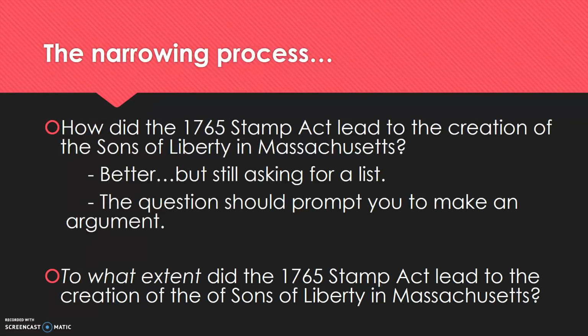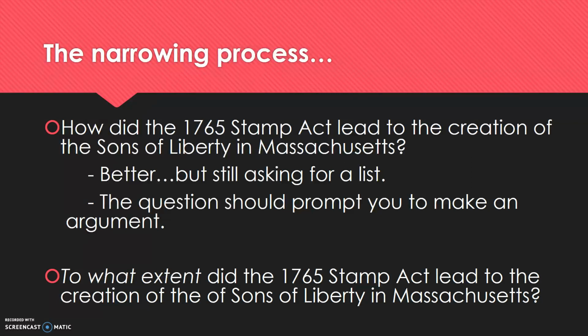The beginning of my question is a little bit more narrow. I'm looking at the effects of the 1765 Stamp Act, and I'm looking at those effects on the creation of the Sons of Liberty in Massachusetts. Okay, and I probably could develop some evidence that would help me see the link between those two things.